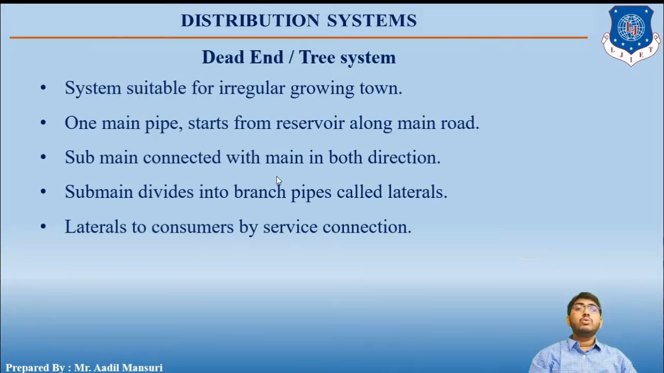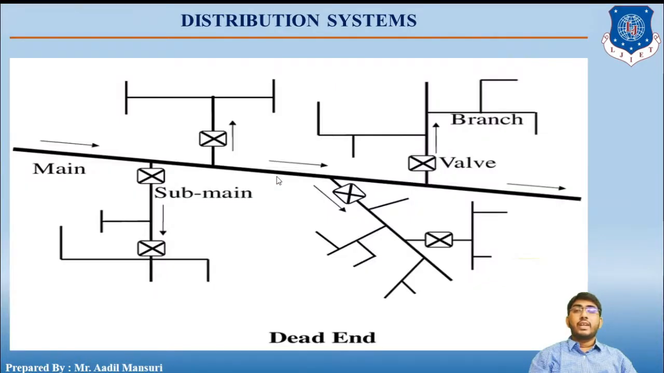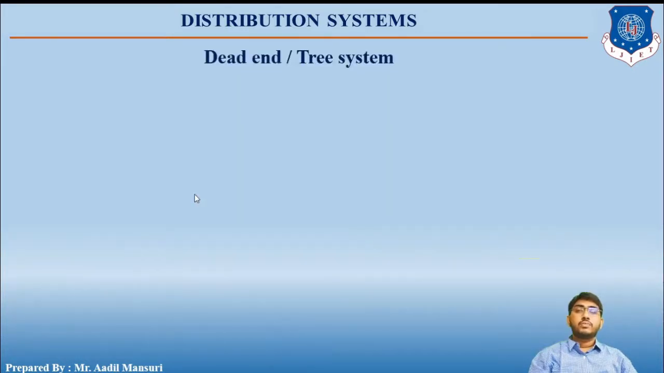Okay, so I'll show you the picture so that you'll get a better clarity. You can see over here that there is a black line in the center, which is the main pipeline. And it is along the center of the road, right? And on both the sides of the main pipeline there are sub mains. Then sub main is connected with the laterals, and after the laterals there are service connections at the end points, or at the dead ends. So this is how the dead end system works.